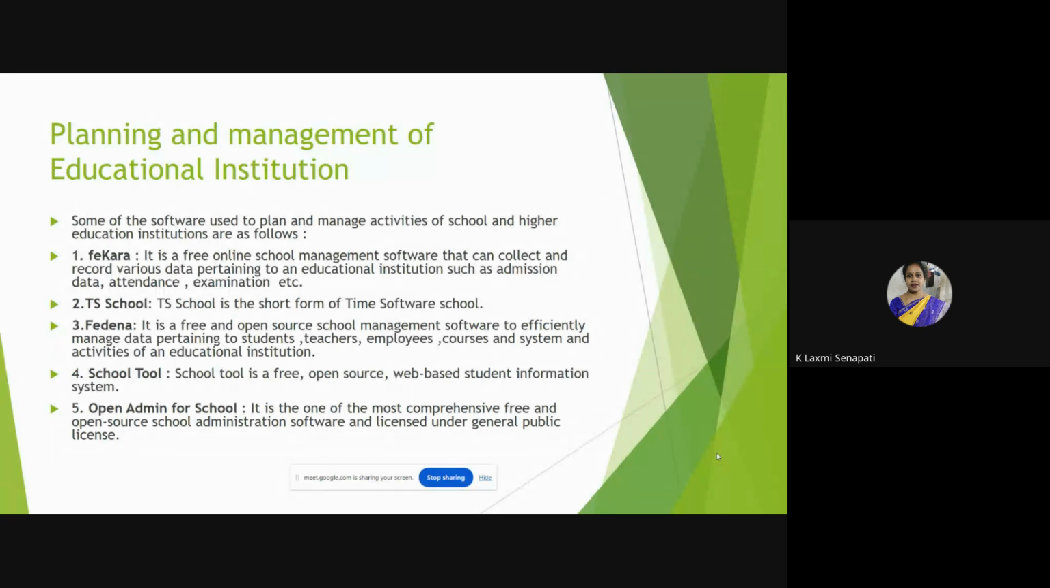In NAS survey, you can say national achievement survey, here we have to collect the data.